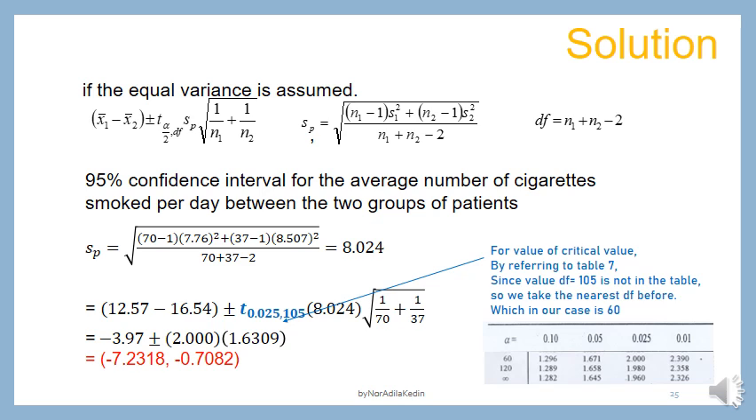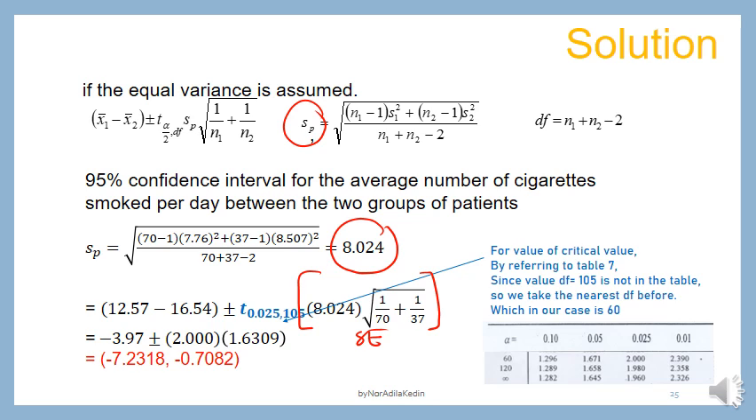So this is how. If equal variance is assumed, kena cari pool standard deviation. This is the pool standard deviation. And then dia cari pool standard deviation, dapat 8.024. Darabkan dengan this one, you dapat your standard error.